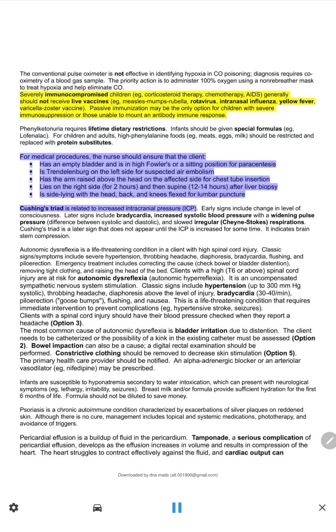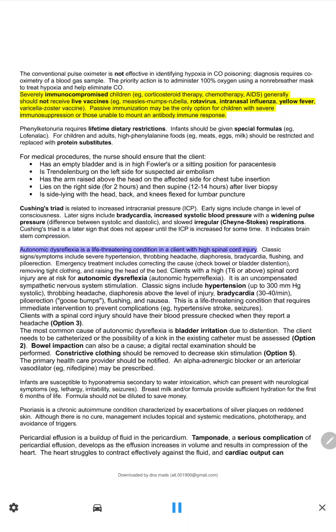Cushing's triad is related to increased intracranial pressure, ICP. Early signs include change in level of consciousness. Later signs include bradycardia, increased systolic blood pressure with a widening pulse pressure, the difference between systolic and diastolic, and slow to regular Cheyne-Stokes respirations. Cushing's triad is a later sign that does not appear until the ICP has been increased for some time. It indicates brainstem compression.